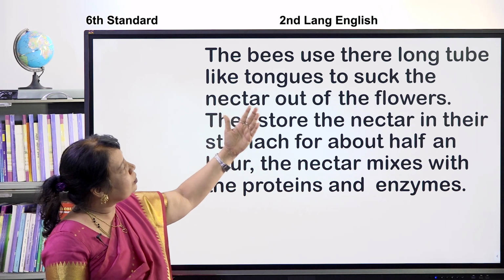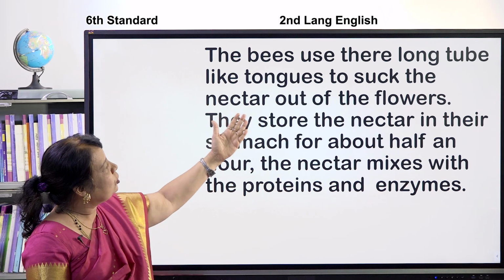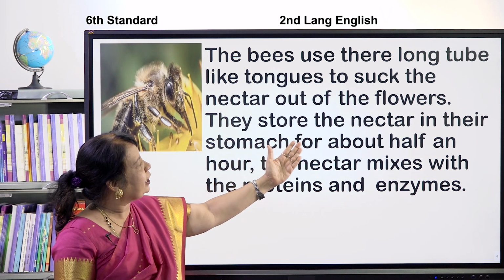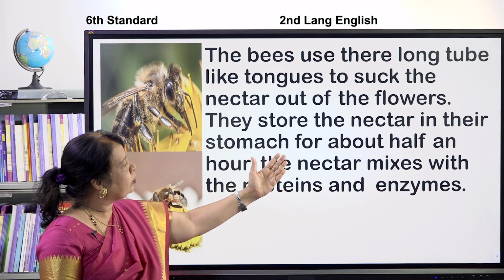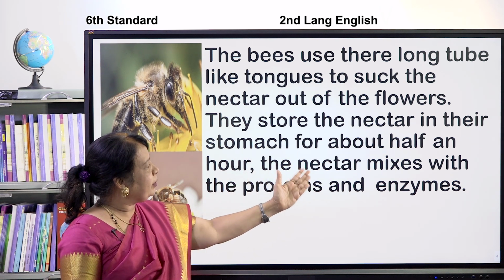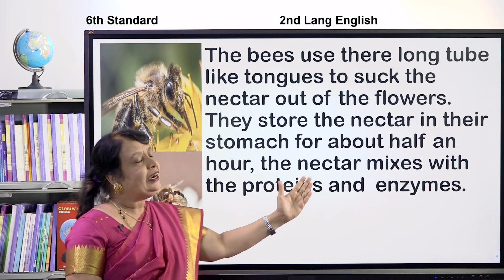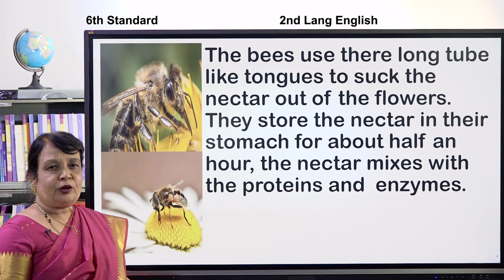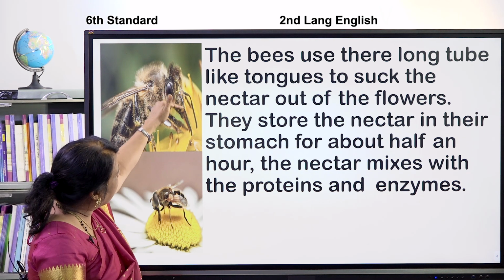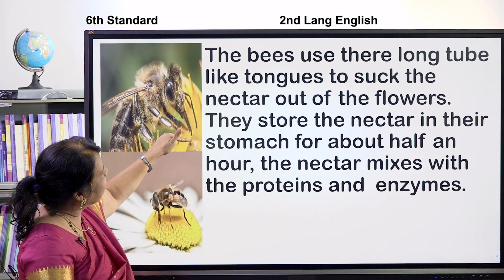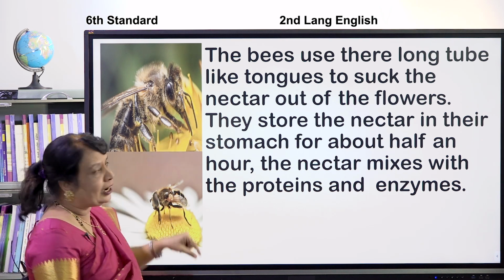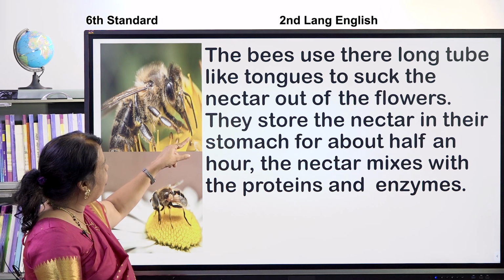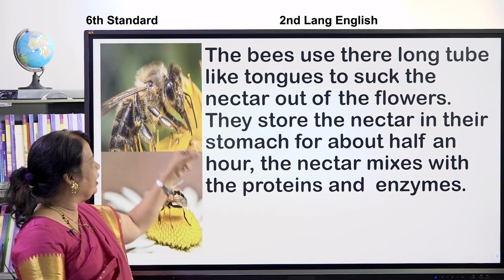The bees use their long tube-like tongues to suck the nectar out of the flowers. They store the nectar in their stomach for about half an hour. The nectar mixes with the proteins and enzymes. What happens, children? You can see the bee here. Yes, this honey bee is having long, this is called long tube-like tongues. So they will suck the nectar from the flowers. Yes, it will prick it and then it will use.